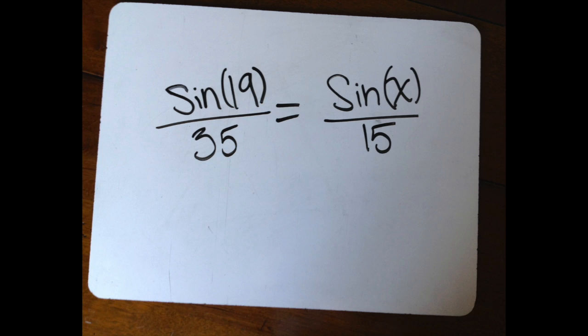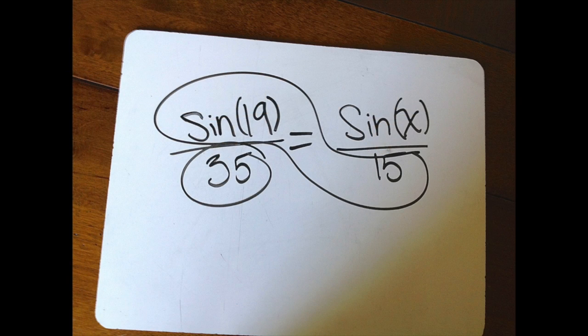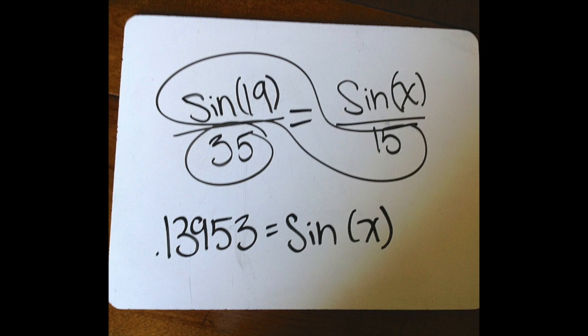Using the same formula, we have sine of 19 over 35 being equal to sine of x over 15. We now have one complete fraction and one incomplete fraction, just as we need in order to solve it. Also, both side lengths and angle measurements are directly opposite from each other. In order to find x, we must cross multiply sine of 19 and 15, and then divide by 35. Once that is done, you'll find that sine of x is equal to 0.13953.